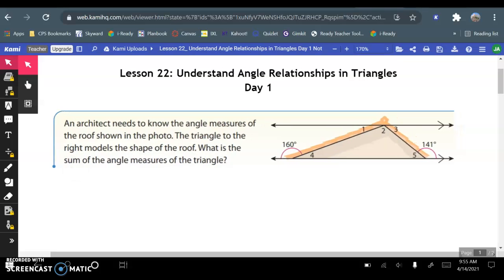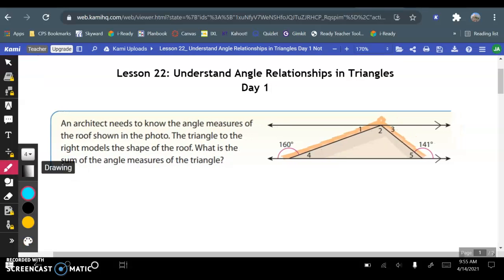So the sum means if I added all of the angles together in the triangle. So angle 4, angle 2, and angle 5. So angle 2 plus angle 4 plus angle 5. And they want to know, what does that equal? Well, every single triangle, no matter what, as long as it's a triangle, all three angles add together to be 180 degrees. So we need to know that.